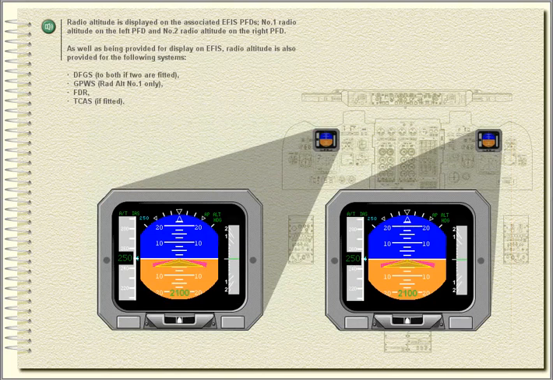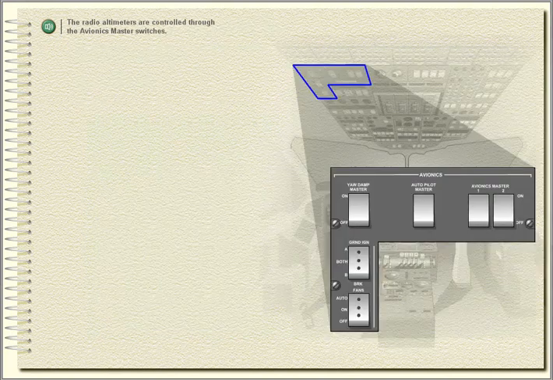Radio altitude is displayed on the associated EFIS PFDs. Number 1 radio altitude on the left PFD and number 2 radio altitude on the right PFD. As well as being provided for display on EFIS, radio altitude is also provided for the following systems. The radio altimeters are controlled through the avionics master switches.